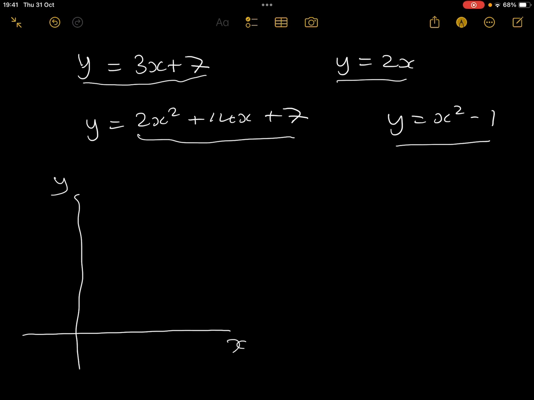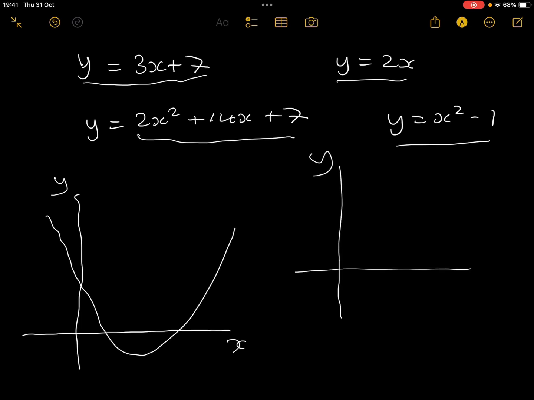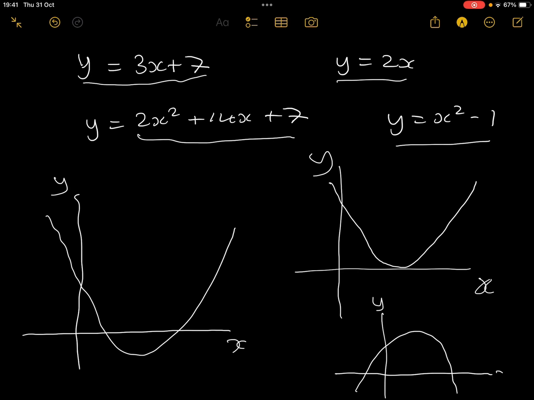So a quadratic could look something like this. It could also look something like this. And last of all, running out of space, it could also look something like that. As you can see, this one is different. This one here is different to this one here because it hits the x-axis twice. This one is different because it only connects with it once.